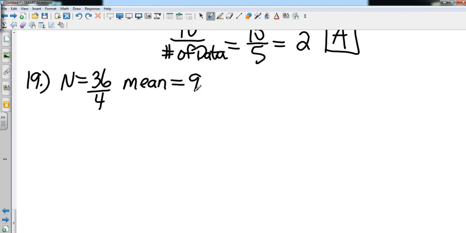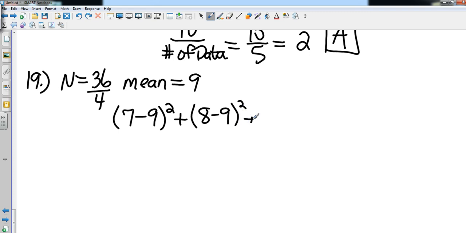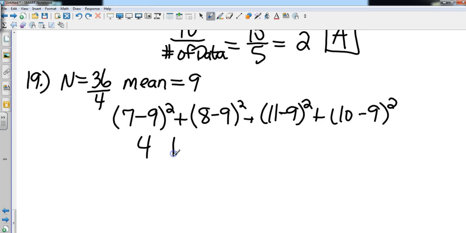is 9. So I'm going to take 7 minus 9 and square it. 8 minus 9 and square it. 11 minus 9 and square it. And finally 10 minus 9 and square it. So that's going to give me negative 2 squared, which is 4, negative 1 squared, which is 1, 2 squared, which is 4, 1 squared, which is 1. So that's going to give me 10.